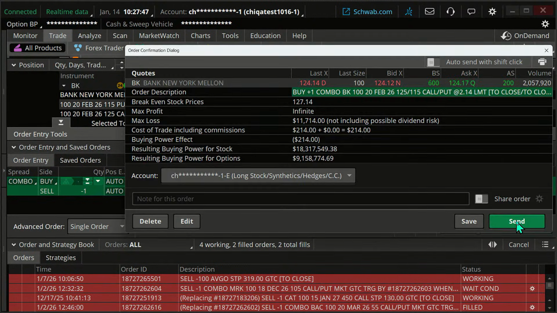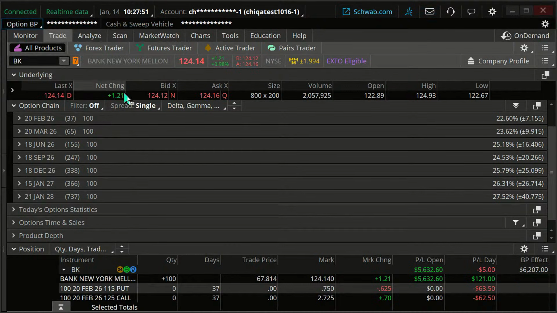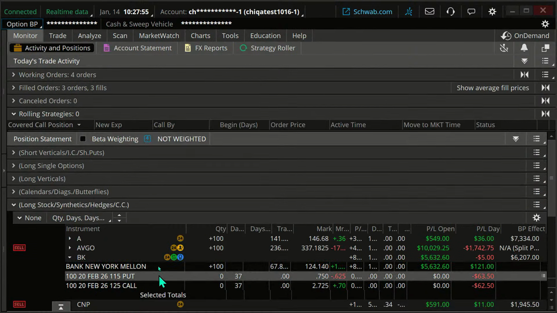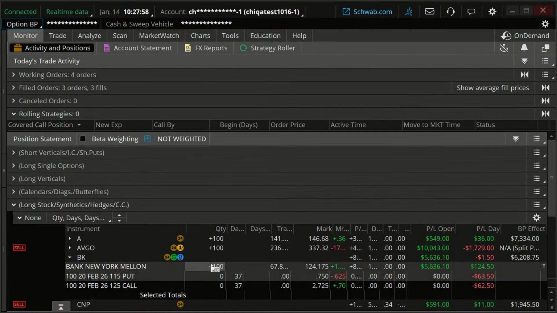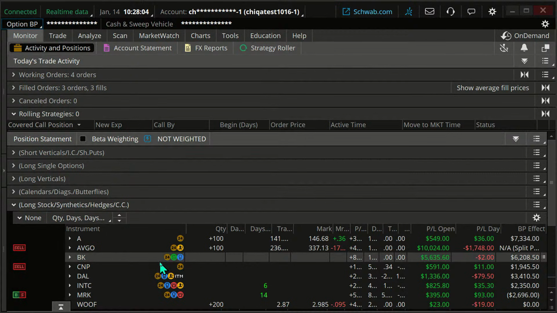I'm going to send this order. And now my Bank of New York Mellon is unencumbered. If it goes up, we'll take advantage of it. If it goes down, we'll probably say we wished we would have left that collar on. We're in this trade because we think it's going to go up.